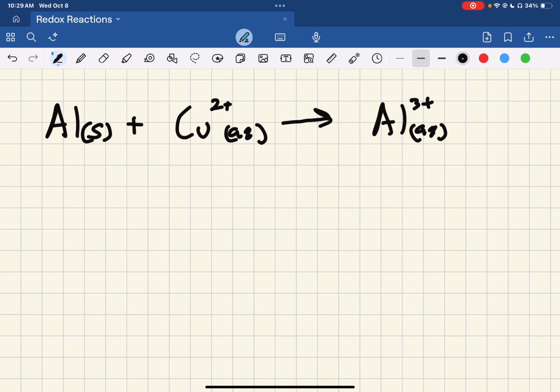This is too easy of one. We should have got a harder one. You know what? We'll do that when we get to the balancing ones. Right now, let's just learn how to identify stuff. We're going to get copper solid.